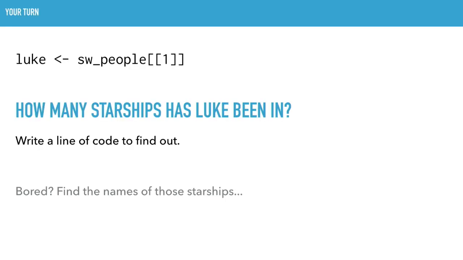Okay, so the first part of that strategy is to solve the problem for one element. Again, I'm going to turn this over to you. We're going to create this object called Luke. It's just extracting the contents of that first element in Star Wars people. And I want you to write a line of code that simply finds out how many starships Luke has been in. I'm going to give you about 2 minutes to do this. It's not a trick question. It shouldn't be too hard. And if you get bored, there's a more complicated question there for you to try and answer.